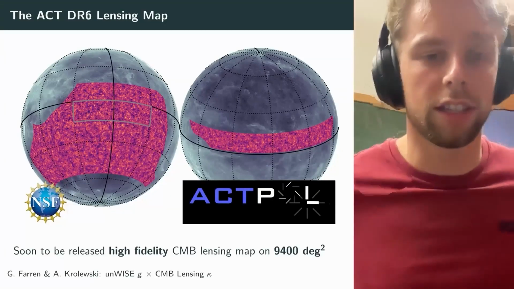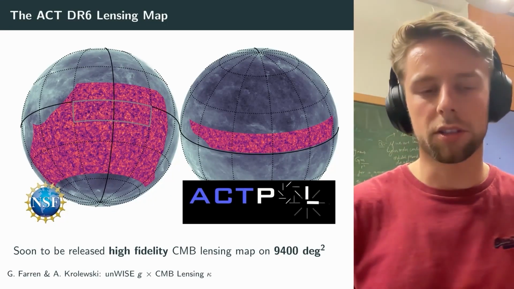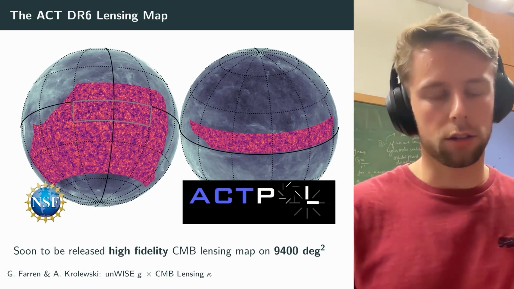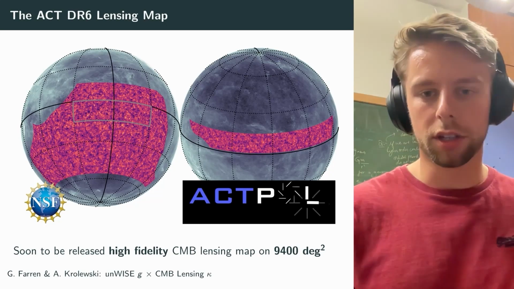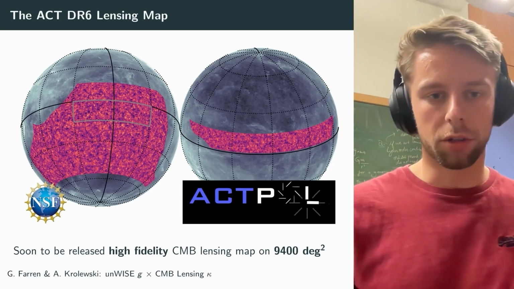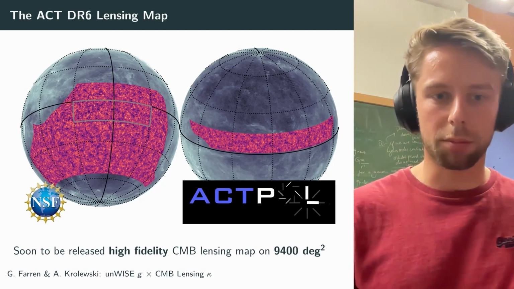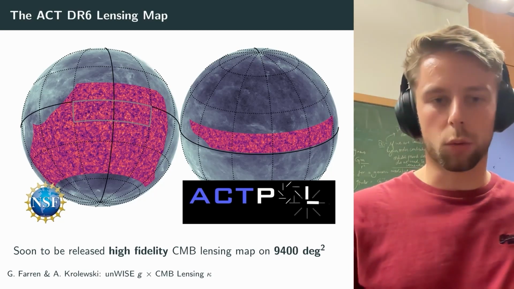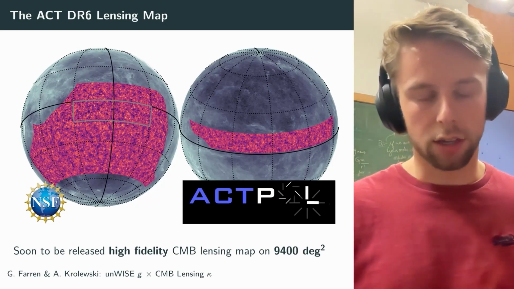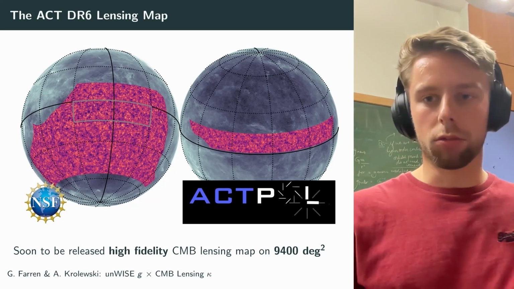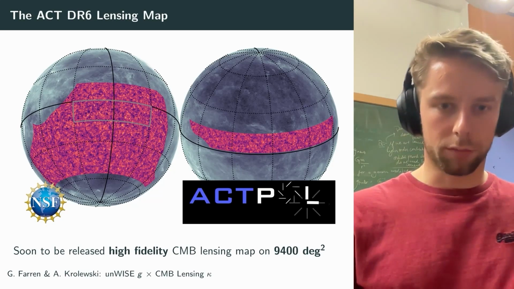Yeah, so in our paper, what we do is we cross-correlate galaxies from the unWISE Galaxy catalog, which is derived from the WISE satellite, which Alex will describe in a little more detail, with our new ACT DR6 lensing map, which covers about 9,400 square degrees, so about a quarter of the sky, and we get some really competitive constraints on the low redshift structure formation.